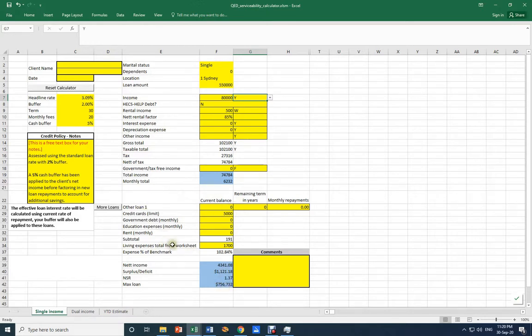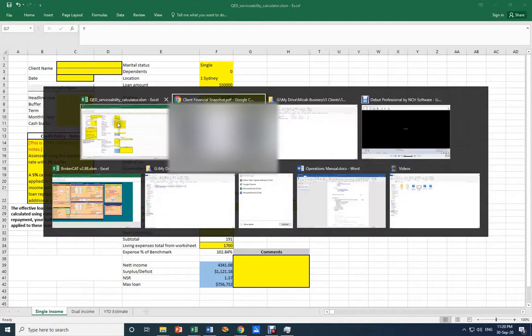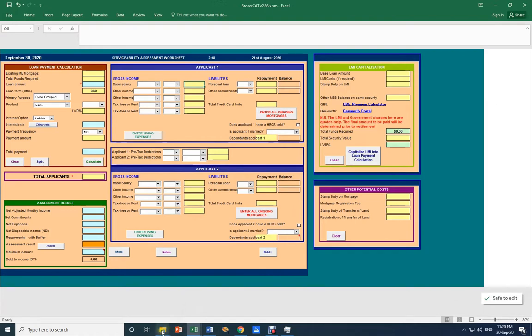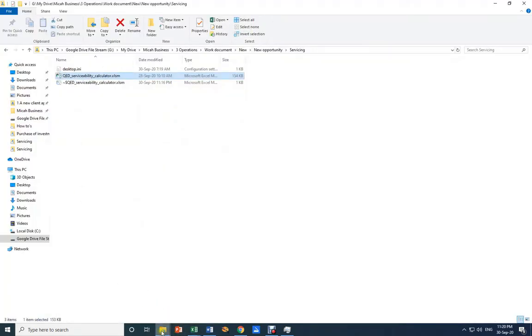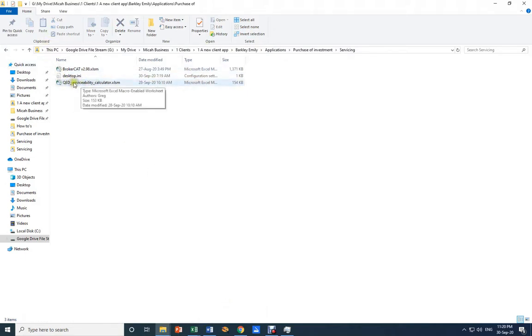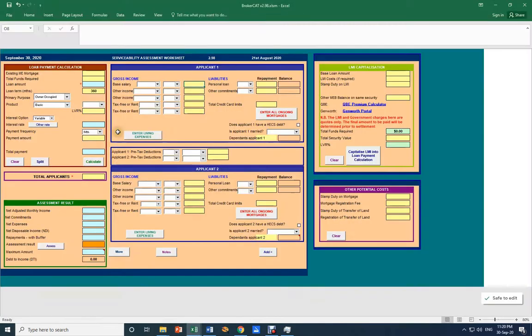So that's good news. That's the generic one. Now we've done the generic one. Now we're going to the broker cat, which is an ME bank, Members Equity Bank. It's a bit more complicated.